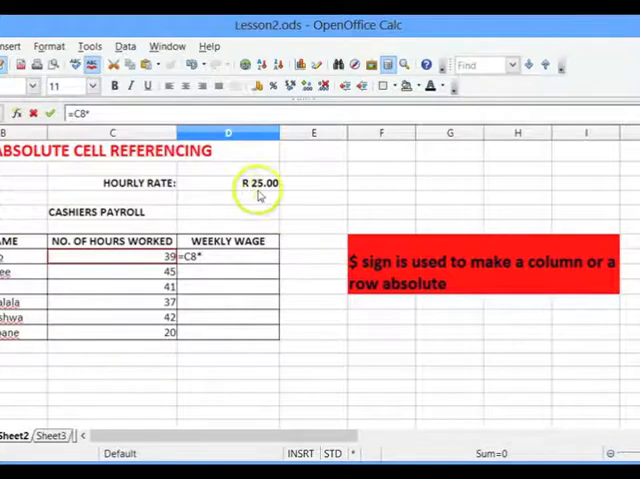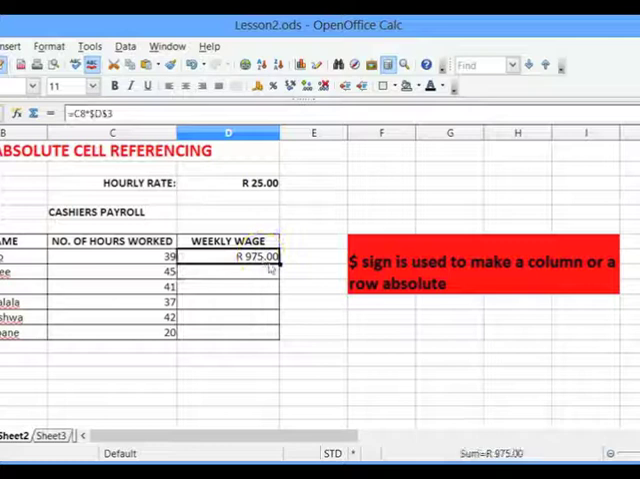So I need to make the hourly rate absolute, and it is contained in cell D3, so I'm going to make cell D3 absolute. So it's going to be $D$3. So the formula that I have typed in cell D8 is equal to C8, which is relative, times $D$3. That means cell D3 is now absolute because I have a $ in front of the column letter and in front of the row number. I press my enter key and I have my weekly wage for Arnedo.